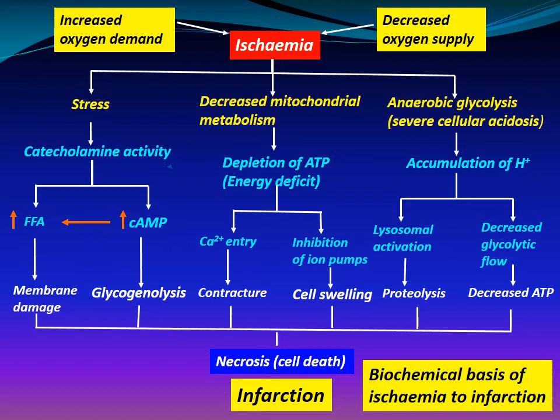Anaerobic glycolysis leads to accumulation of H+ due to formation of lactic acid. Increased H+ ions or decreased pH causes lysosomal activation and decreased glycolytic flow. Lysosomal activation causes proteolysis. Decreased glycolytic flow causes decreased ATP. All these conditions lead to cell death or necrosis and finally infarction.